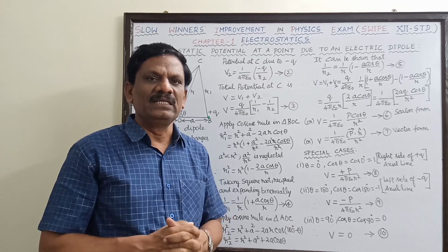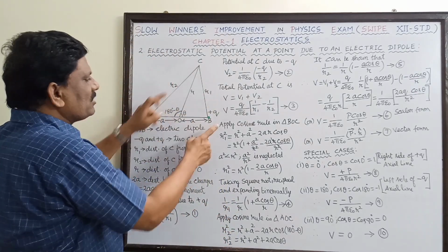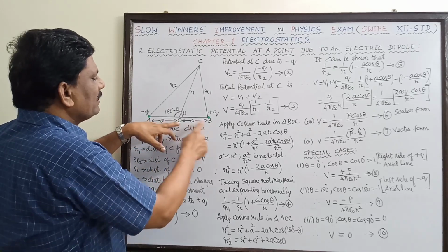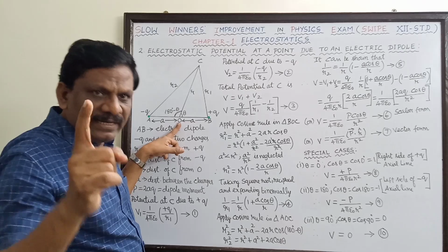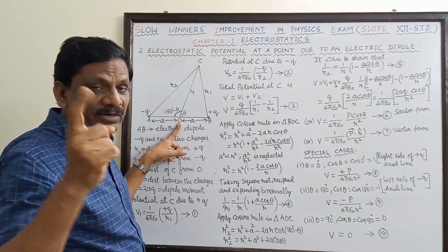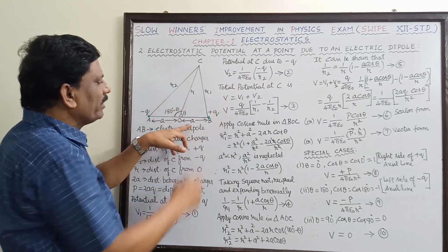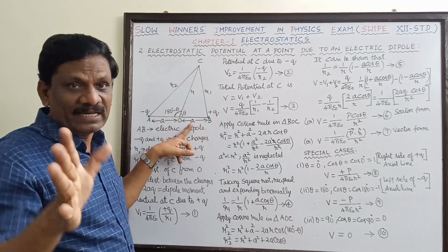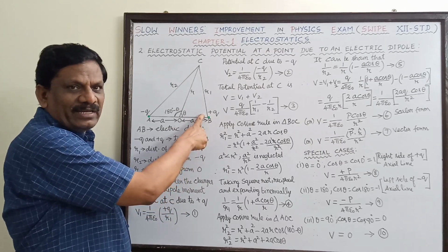So for that, look at this picture. Now on the right side there is one triangle, this is BOC. If it is a right angled triangle, then according to Pythagoras theorem, R1 square must be equal to what? R square plus A square, is it not? If it is a right angled triangle. But this is not a right angled triangle, it is a scalene triangle.